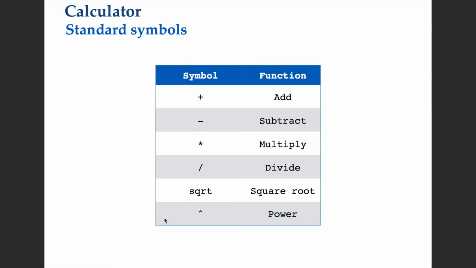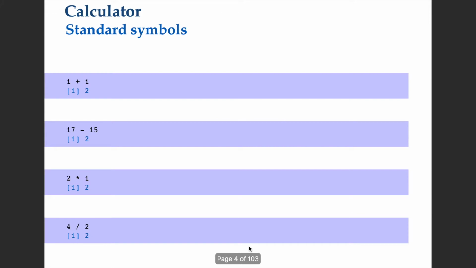And so just like with any programming language, there's a lot of standard symbols that are used, and these you can probably guess. The ones that we'll be using are plus for add, minus for subtract, the asterisk for multiply, the backslash for divide. If you want to take the square root of something, it's SQRT, and then this little caret is raising something to a power. So we can see how these work.